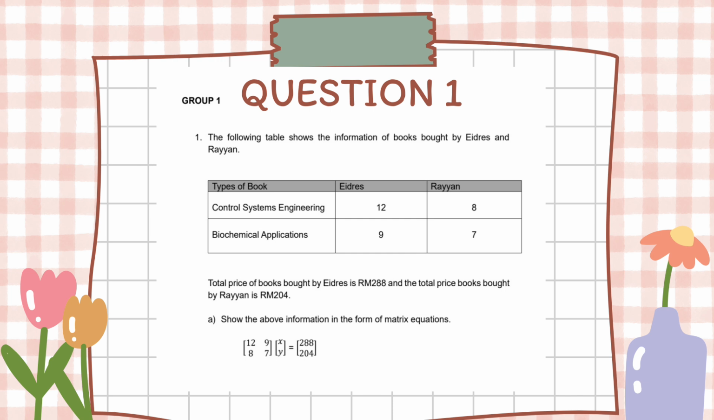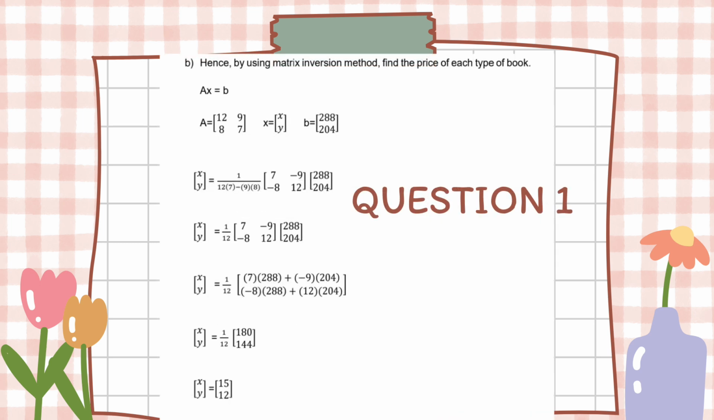For question 1a, the question needs the matrix equation, and the answer is like this: [12, 9; 8, 7] times [x; y] equals [288; 204]. For question b, we will use inverse and multiplication to solve this system of linear equations, where we will use AX equal to B. A is 12, 9, 8, and 7. X is the unknown x and y. B is 288 and 204.